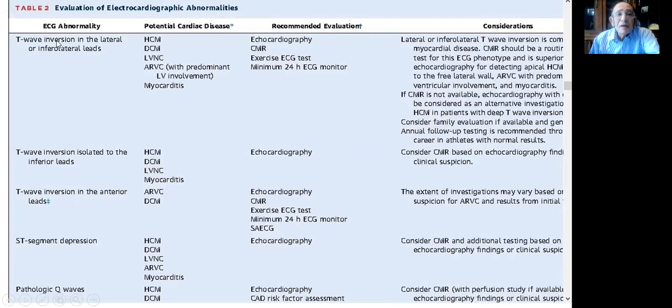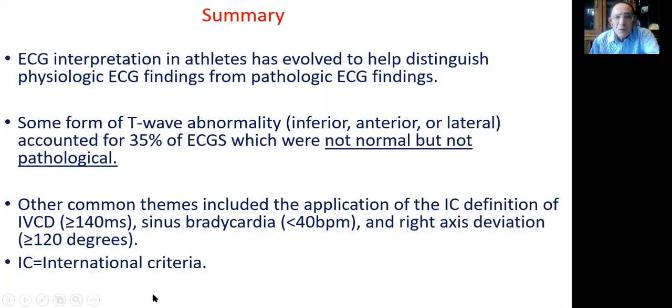But T-wave inversion can occur in hypertrophic cardiomyopathy, dilated cardiomyopathy, arrhythmogenic right ventricular dysplasia, and myocarditis. T-wave inversion in inferior leads also occurs in these conditions. ST segment depression in HOCM, dilated cardiomyopathy or myocarditis. Pathologic T waves in HOCM and dilated cardiomyopathy.